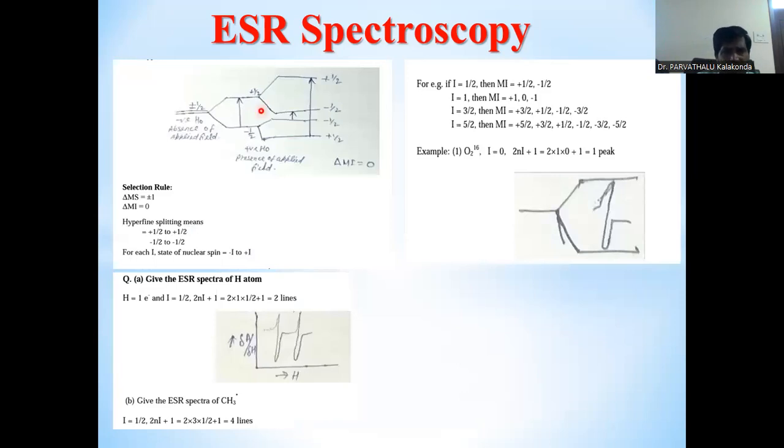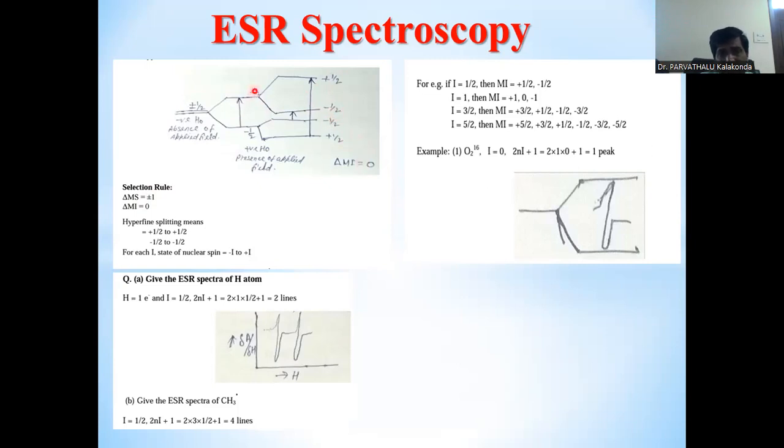We have just shown this one. In the absence of the hyperfine interaction, the selection rule is plus or minus 1, and when you apply the field you have this transition. But for the hyperfine structure transition, the change should be 0, because plus half to plus half is 0 and minus half to minus half is also 0. Keep that in mind, all of you. Is it clear? The change in spin should be 0. That is the condition for the hyperfine.